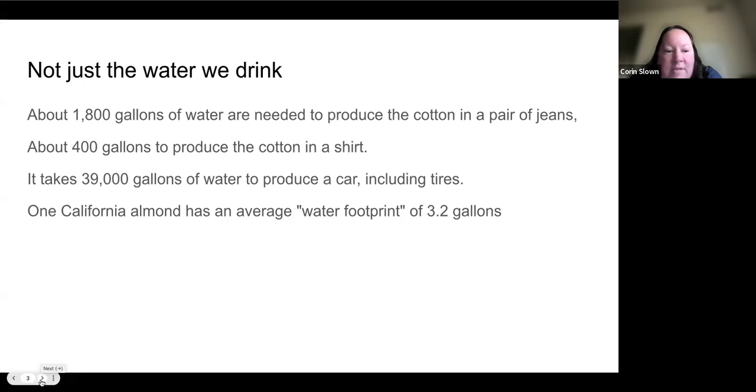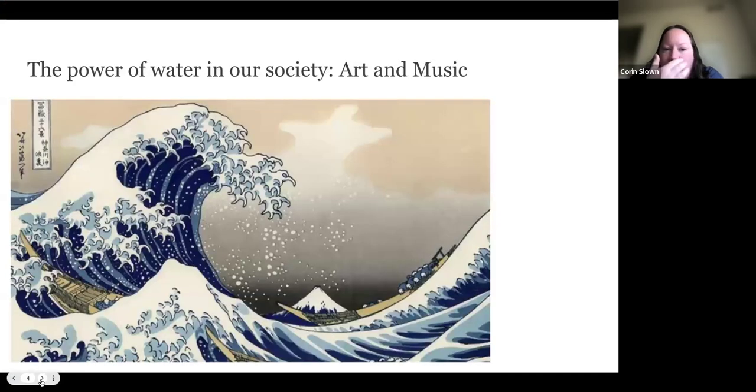One of the pieces that I thought would be super helpful for us is just to talk briefly about the power of water in our society. This is an iconic image. Are there other ways that water shows up for you that you think it's present or that you notice?